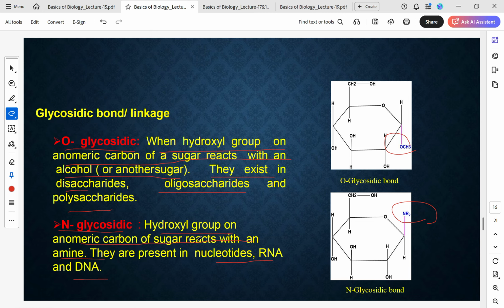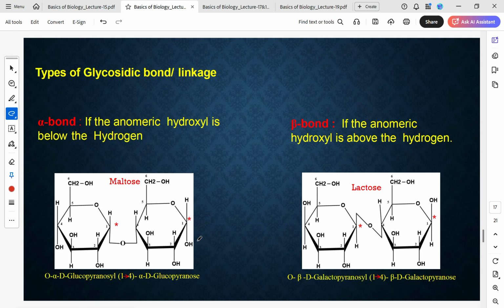N-glycosidic bonds usually do not form in oligosaccharides or polysaccharides. So the glycosidic bond can be of alpha and beta types depending on the orientation of the sugars, and depending on the bonding, it can lead to different polymers. For example, maltose is an example of an alpha bond, whereas lactose is an example of a beta bond.